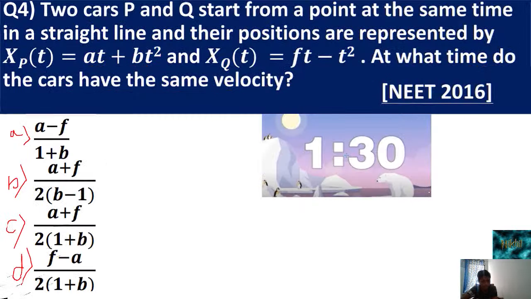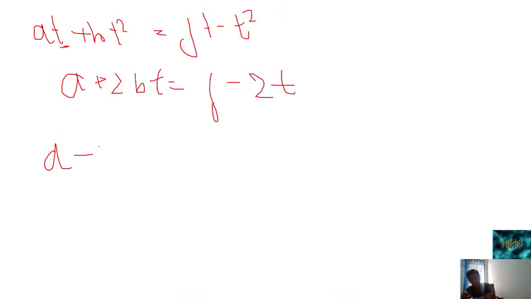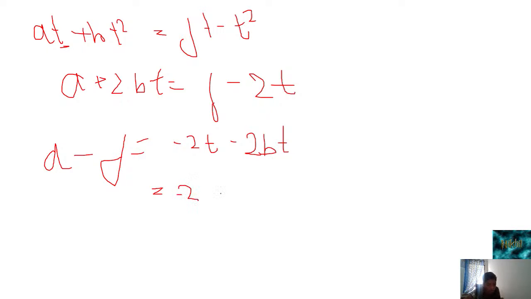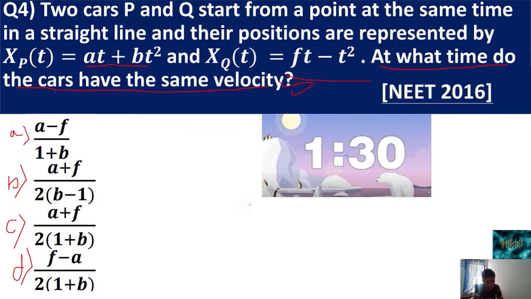Wow, what I have done. See, guys. No, sorry. A minus f, or f minus 2t, it will become minus 2t and minus 2bt. You can take minus 2t common if you want, and 1 minus b will be left over there. So by solving this, what will you get?